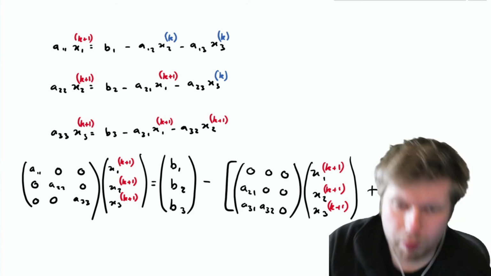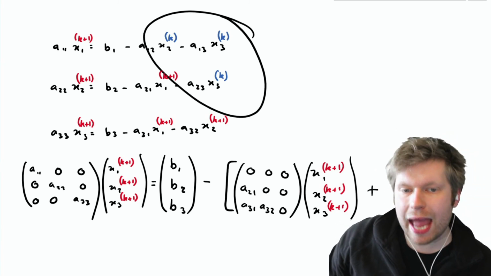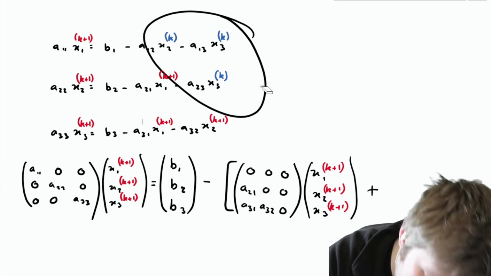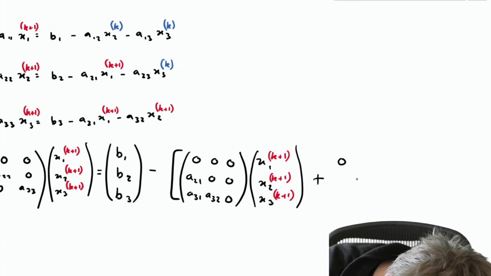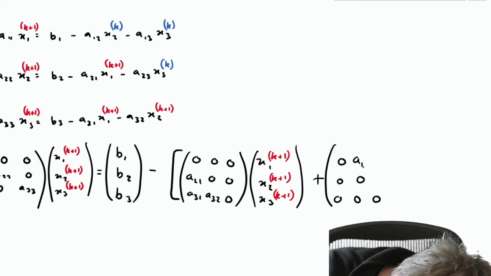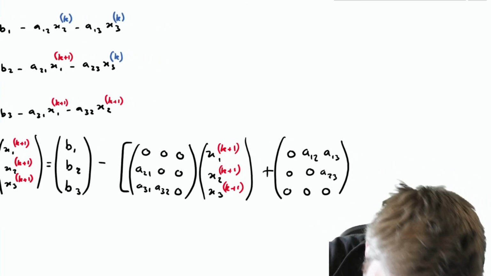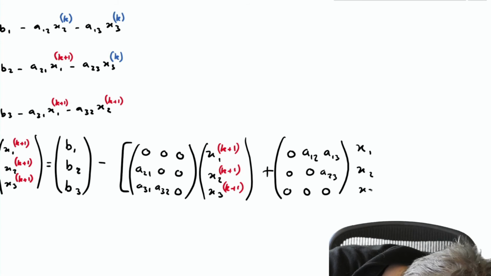And then plus, my upper triangular matrix is going to be basically the coefficients of my x values at the kth step. In other words, I'm going to have plus, again, an upper triangular matrix, so 0, 0, 0, 0, 0, 0, but my values A1,2, A1,3, and A2,3 are going to be the coefficients of my x values at the kth step. So x1, x2, and x3 at the kth step.